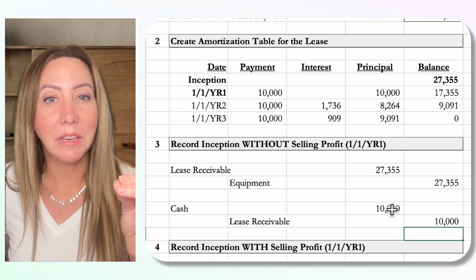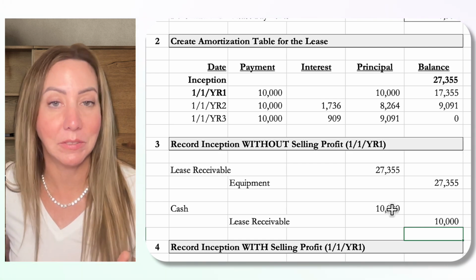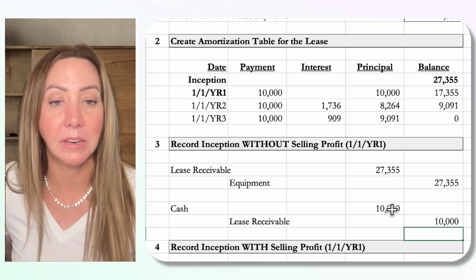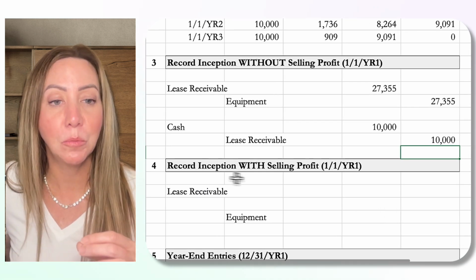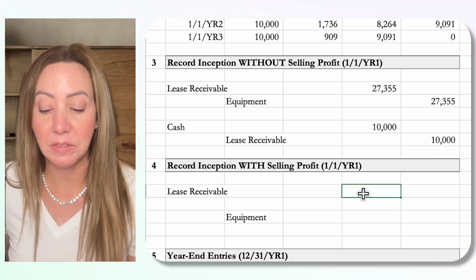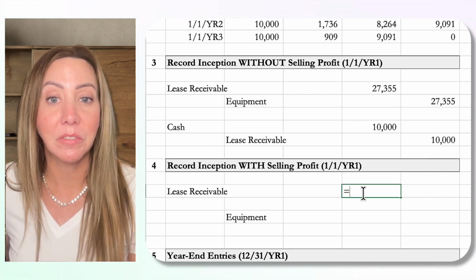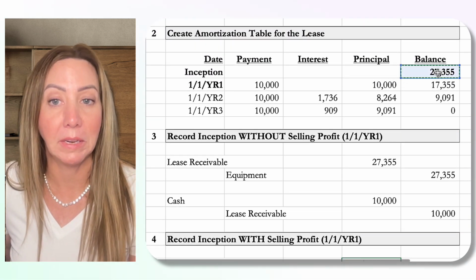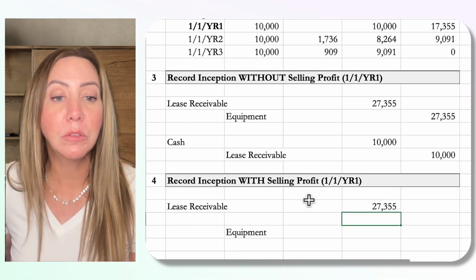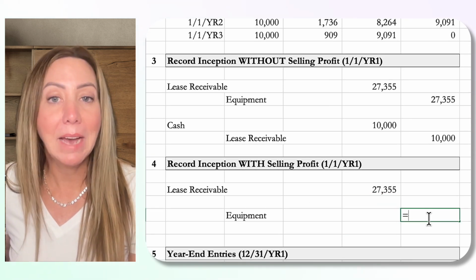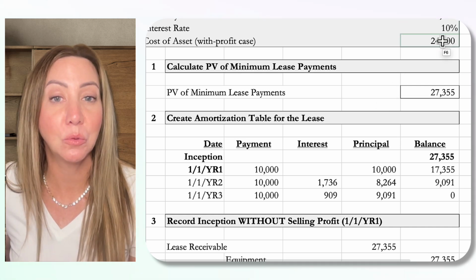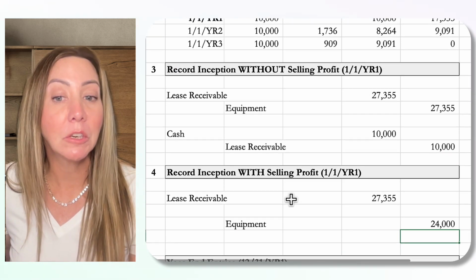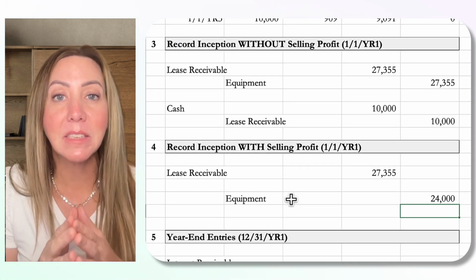Then we're going to do the alternative scenario where we do have some selling profit. So we are going to include that $24,000. Now, the entry is the same at the beginning at inception. We still need to record a lease receivable, and we're going to record that lease receivable the same amount as before, the $27,355. But when we go to credit equipment, we have to credit the equipment with what its book value is. What is it on our books at? And that's $24,000.